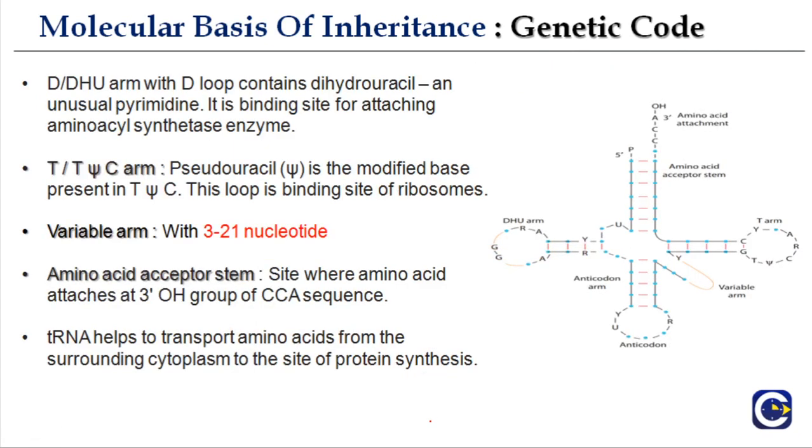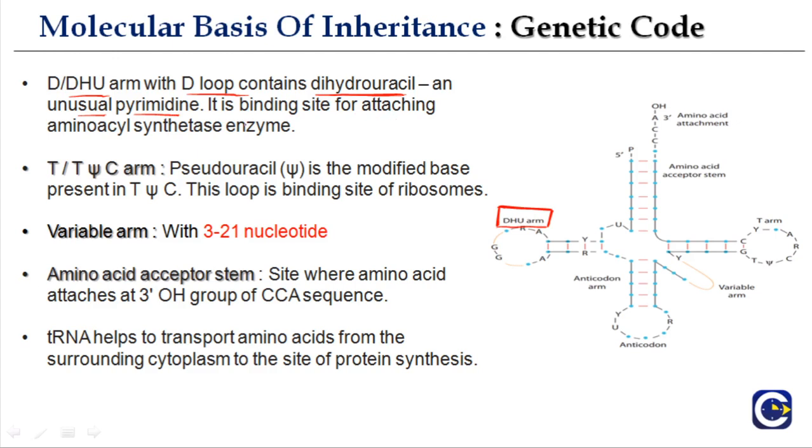Now we will see the different arms of this clover leaf structure. The D/DHU arm with the D loop contains dihydrouracil and unusual pyrimidine. We talked about the 17 bases in anticodon; there are different bases in this tRNA structure. One of them is dihydrouracil, which is present in the DHU arm. You look here, this is the DHU arm. Try to remember these things because they can ask you in the examination.